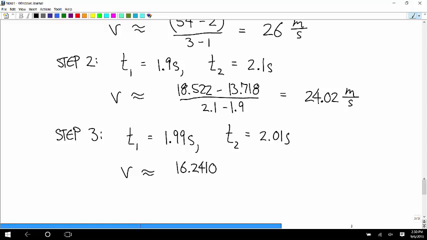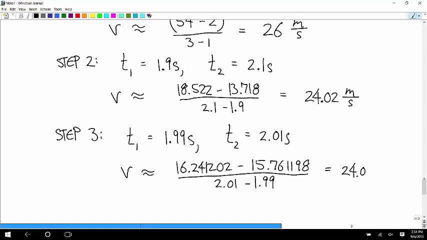Two, 4, 1, 0, 2. Oh, okay. 2, 0, 2. Okay. And then divided by 2.01 minus 1.99. Can you calculate that one for me? Zero, zero, zero, two.